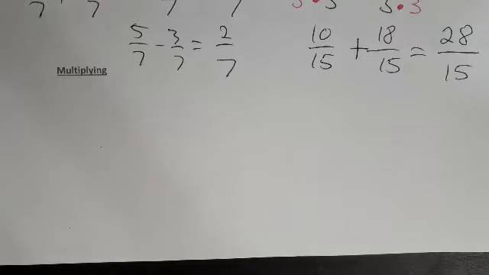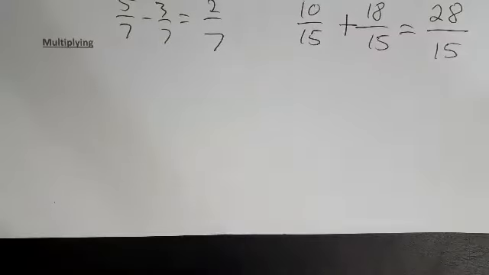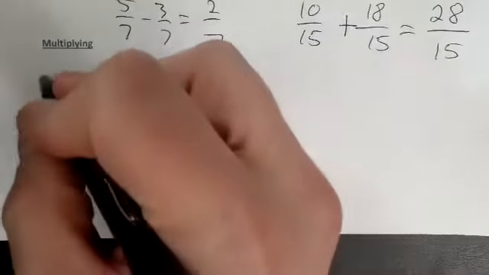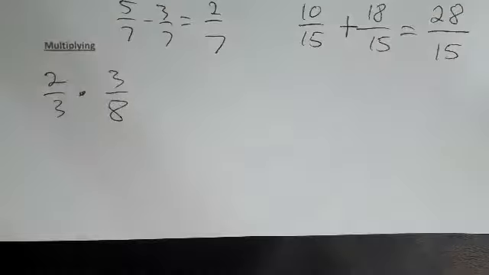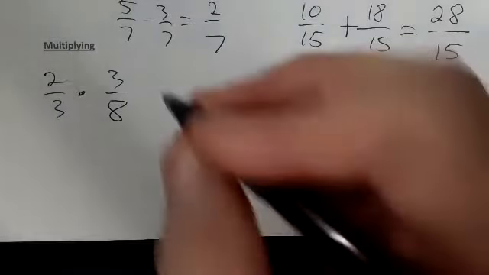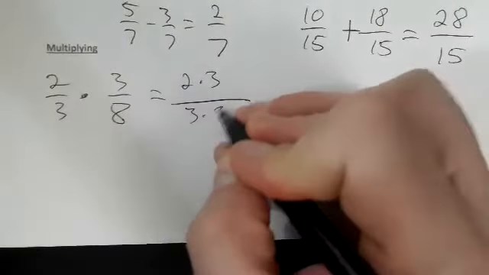Multiplying. So multiplying is probably the easier one, to be honest. This one, we're going to have to find common denominators and do a lot of work. Multiplying, if we have something like 2/3 times 3/8. So if I'm going to do 2/3 times 3/8, what I'm doing is 2 times 3 on top, and I'm doing 3 times 8 on bottom.